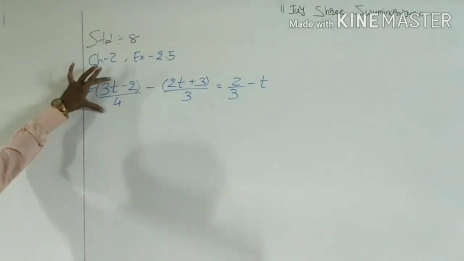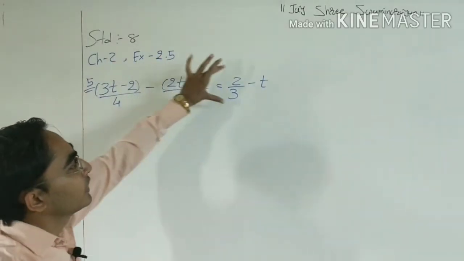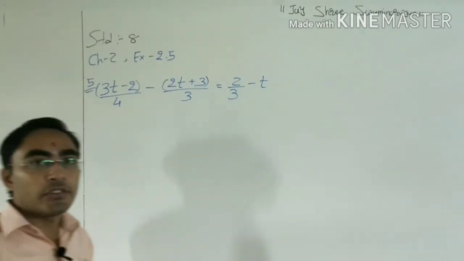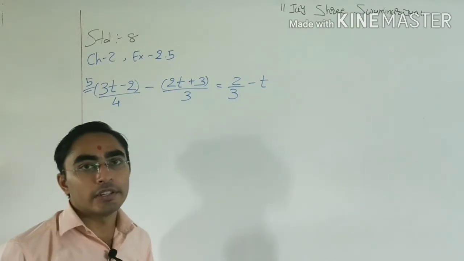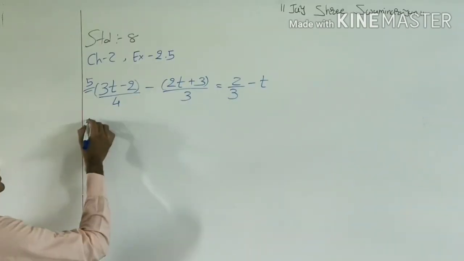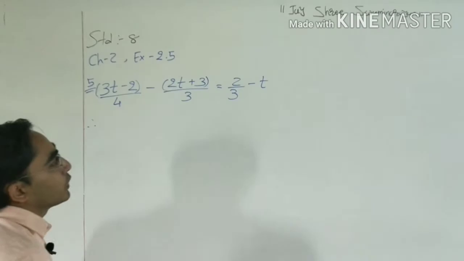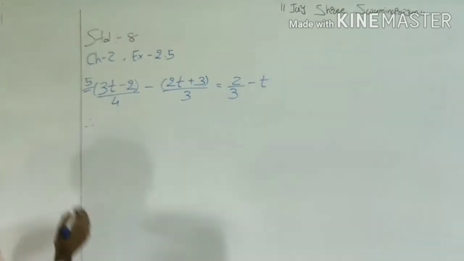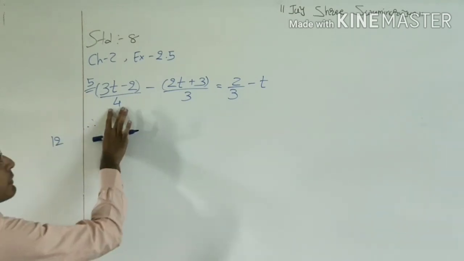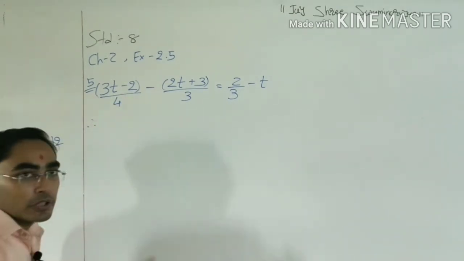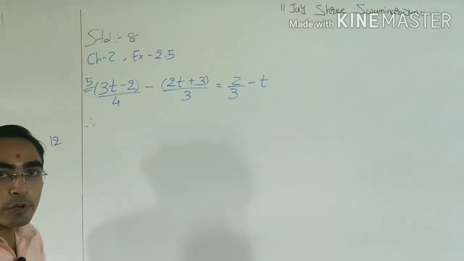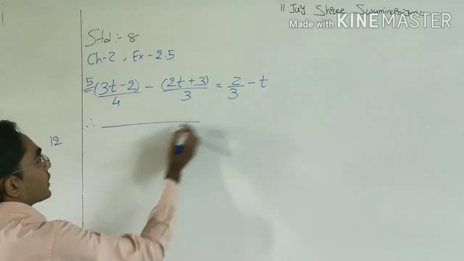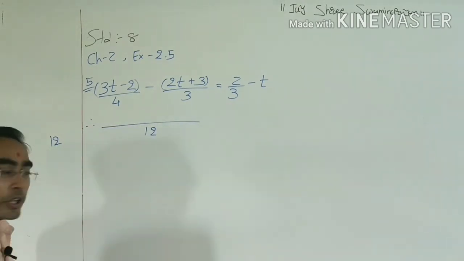Because this is one single term, this is one term, and this is one term. First of all, we need to take the LCM on both sides of the equality sign. Our LCM is 12, because here we have 4, here we have 3, here we have 3. So 4 multiply 3 is 12. So the denominator is 12.